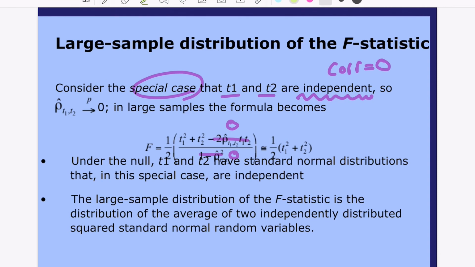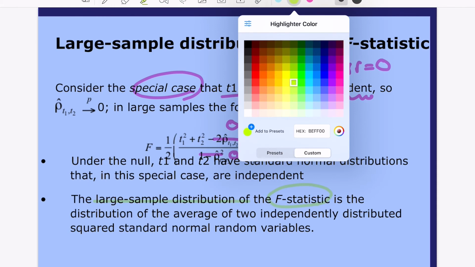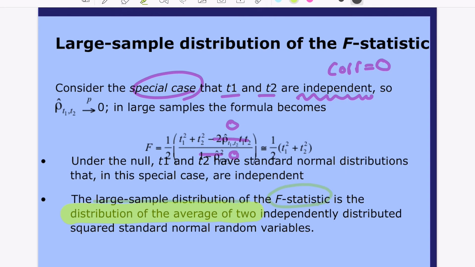So we can say the large sample distribution of the F statistic is what? That is the distribution of the average, right? Average of two independently distributed squared standard normal random variables. So we can look at it word by word, right? Standard normal random variables, T1 and T2, and squared. So T1 squared, T2 squared, and it says the distribution of the average of 2. Oh, we got it, right? So the F is about the average of two independently distributed squared standard normal random variables, when T1 and T2 are independent only.